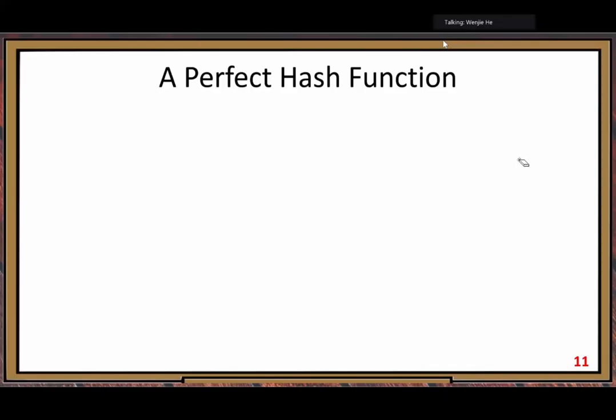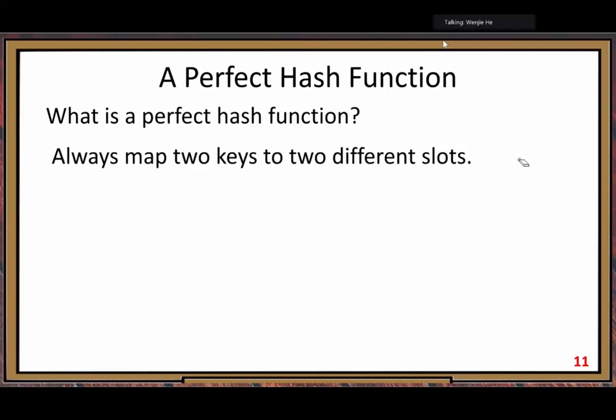We know the performance of a hashing algorithm is closely related to your hash function. How good is a hash function? So what is a perfect hash function? The perfect hash function has this property: it always maps two keys to two different slots. That means no conflict, no collision, right?